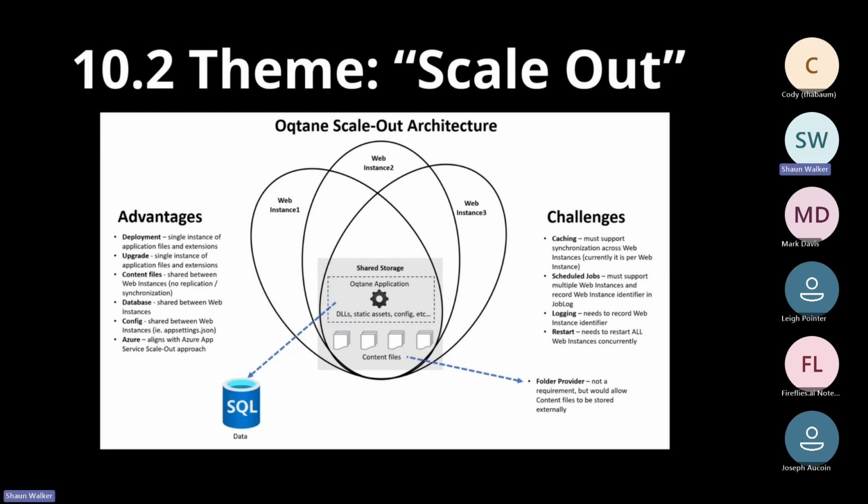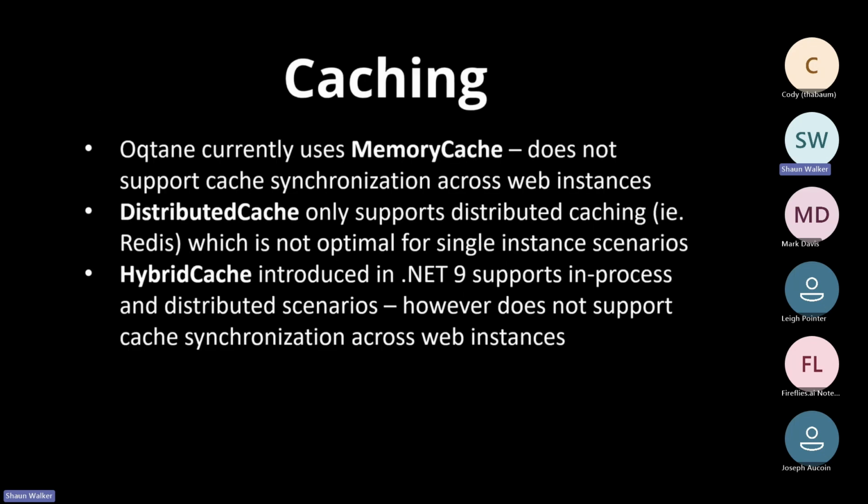We talked a bit about folder providers last time. So folder providers are also part of a scale out story, but they are not critical based on this architectural approach. Based on the fact that if you're using a shared storage, then all the content files that are part of that shared storage are accessible to all of the web instances. However, you sometimes will run into scalability issues if you store all of your content files in one location. And so it is beneficial to have a folder provider concept where you can store some of the content files externally. So that is not a requirement in order to do scale out with Oqtane, but it would be a nice to have.